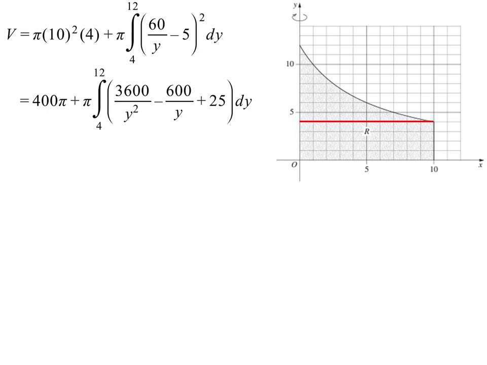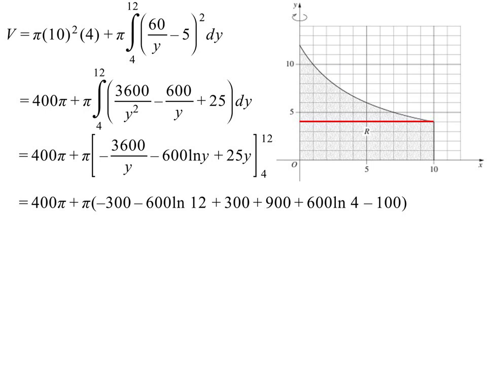The second bit, going from 4 to 12, I've got to do the integration. Our x squared, our 60 on y minus 5 squared. Okay, first bit I can work out, that's 400 pi. The next bit, okay, expand it out, integrate it, substitute in, eventually, oh, that was nice, they're both 600. Oh, that makes sense though, because it was 600 log y. That becomes 600 log 3.